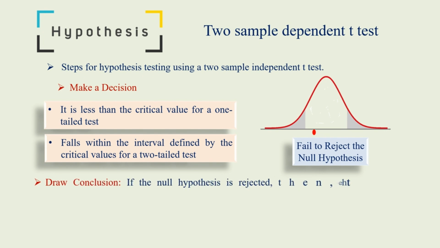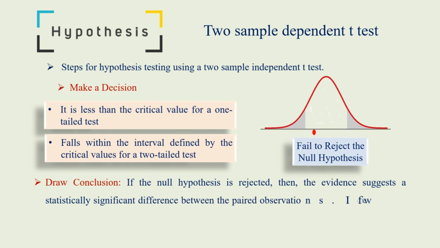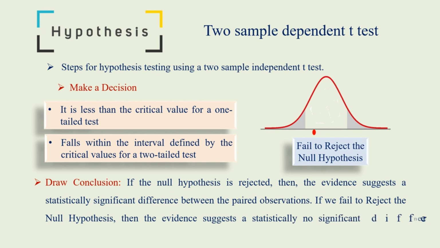Final step is, draw conclusion. Interpret the results in the context of the problem and make a conclusion. If the null hypothesis is rejected, then the evidence suggests a statistically significant difference between the paired observations. If we fail to reject the null hypothesis, then the evidence suggests a statistically non-significant difference between the paired observations.